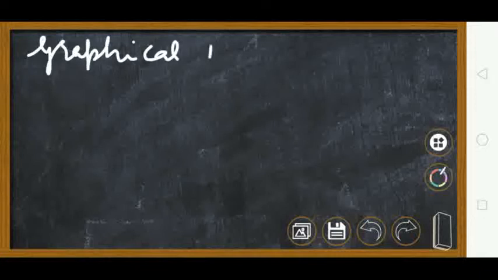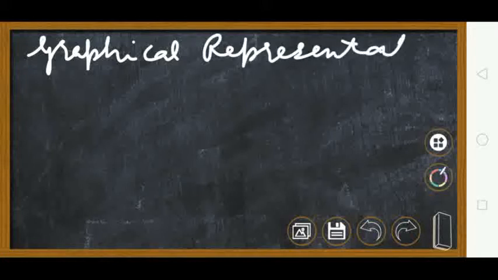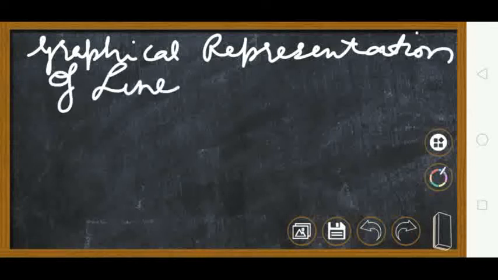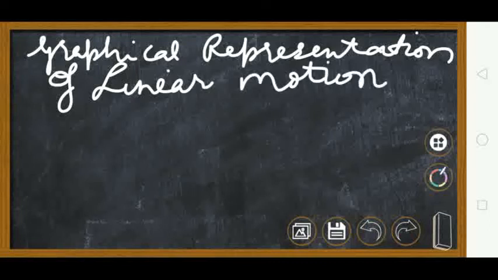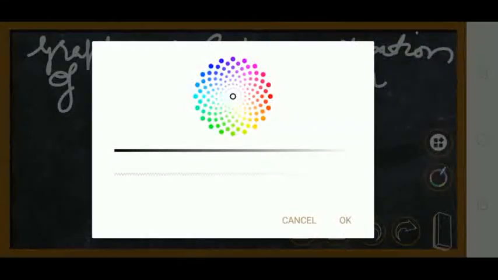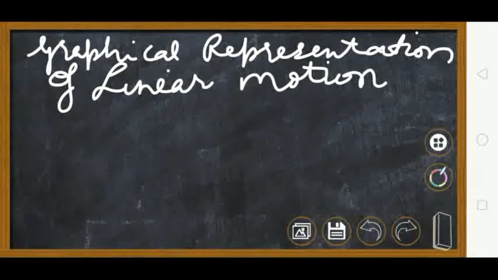Today we will start with physics part B, that is graphical representation of linear motion. Motion means moving. Linear motion means moving in a straight line. Now how do we represent this? With the help of graphs you are going to learn, drawing the graph and showing the motion of a body.